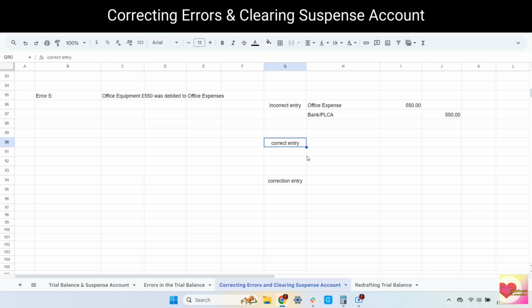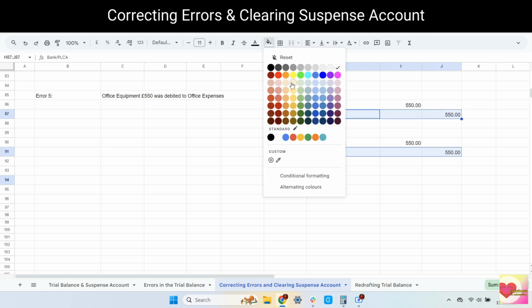Next, let's identify the correct entry. It's supposed to be office equipment 550 in debit and the same for the credit, bank or PLCA. Now let's make the correction entry. Let's compare the incorrect to the correct entry. The bank or PLCA are the same, so it means it's correct, so we won't put it in the correction.